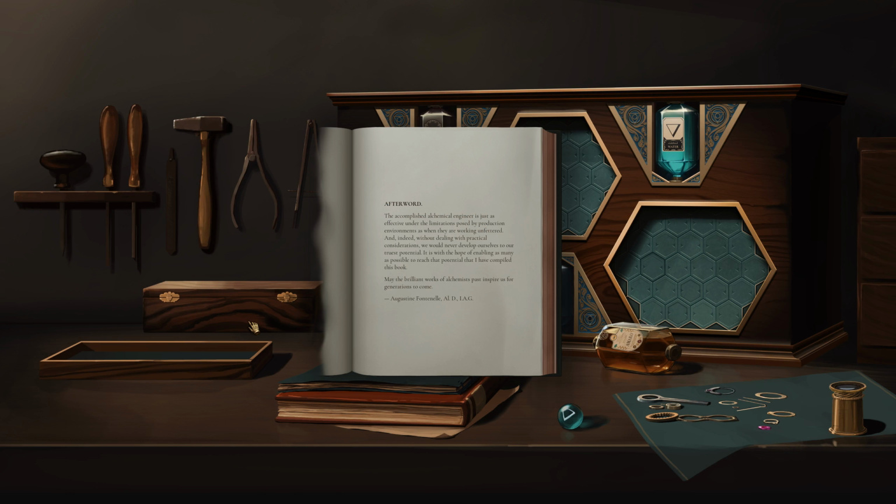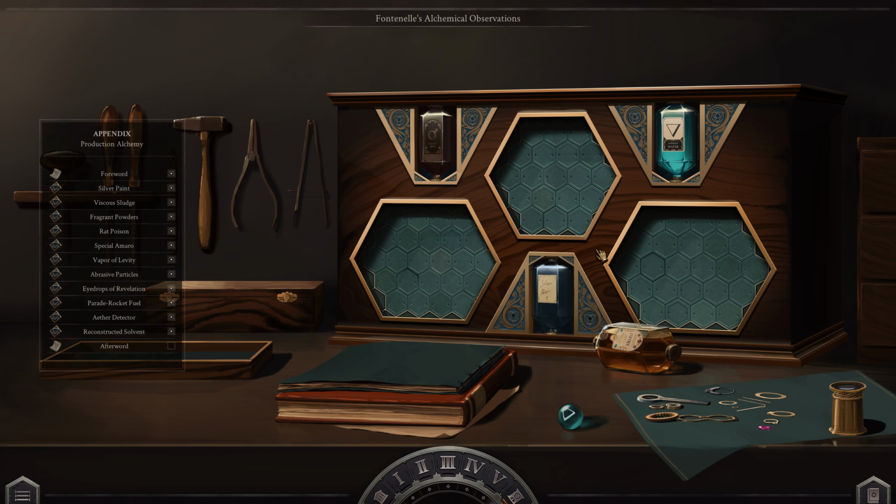The accomplished alchemical engineer is just as effective under the limitations posed by production environments as when they are working unfettered. And indeed, without dealing with practical considerations, we would never develop ourselves to our truest potential. It is with the hope of enabling as many as possible to reach that potential that I have compiled this book. May the brilliant works of alchemists past inspire us for generations to come.